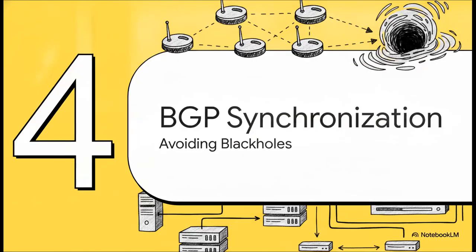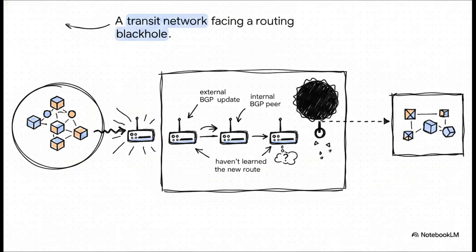Section 4. The BGP Synchronization Rule, Avoiding Black Holes. Now we have to look at a historically tricky hurdle that network engineers have navigated for years to prevent a very specific, catastrophic kind of packet drop. Imagine an autonomous system that serves as a transit bridge between two other distinct networks. A router on the edge receives an external BGP route update and quickly passes it to an internal BGP peer on the far side. That second router tries to send traffic to the new destination.